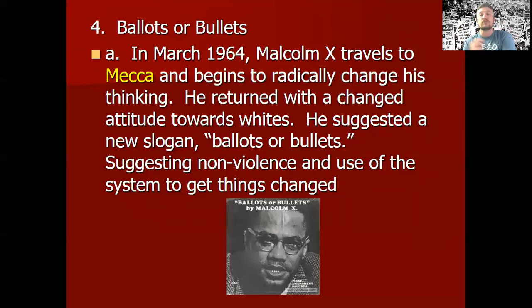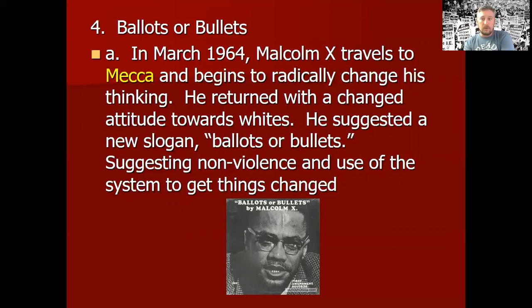And so he develops a new slogan to be used, and it's called ballots or bullets. Okay, ballots or bullets. And he says, listen, we need to use nonviolence first and foremost. Use the system to get the system changed. But if people don't have a voice, if people are not allowed to participate in the political realm, they will lash out, right? There will come a point of violence.